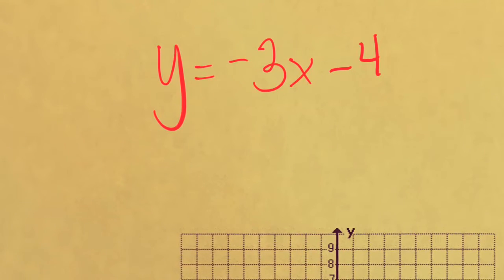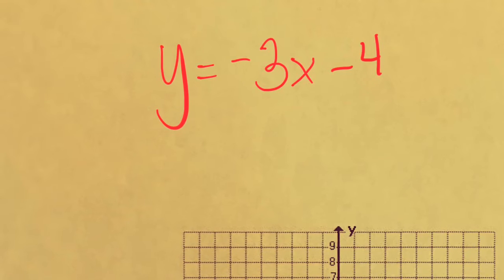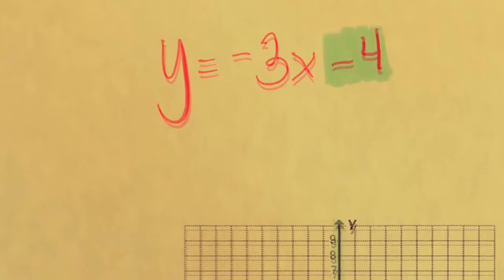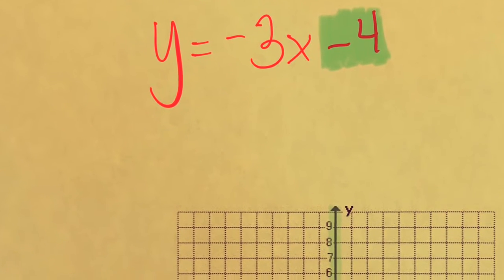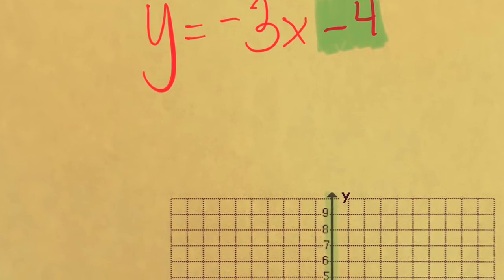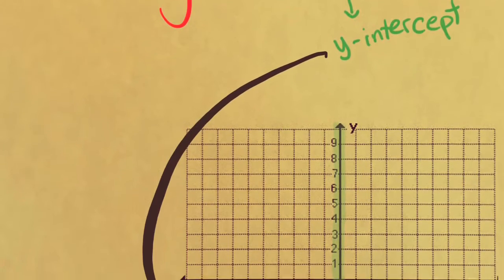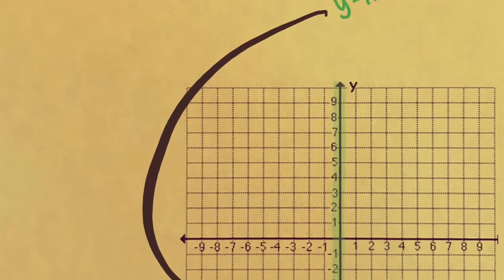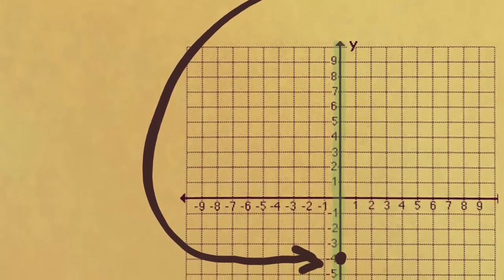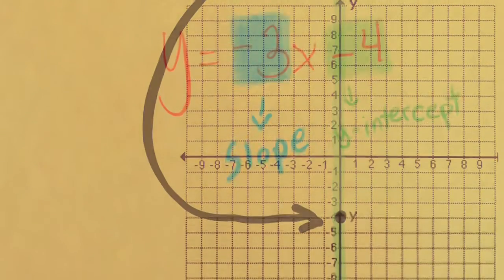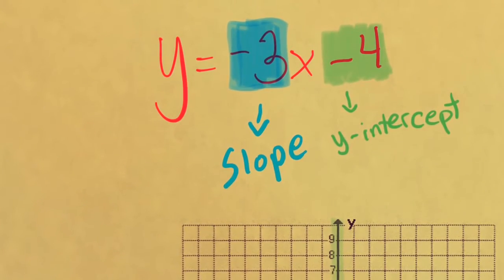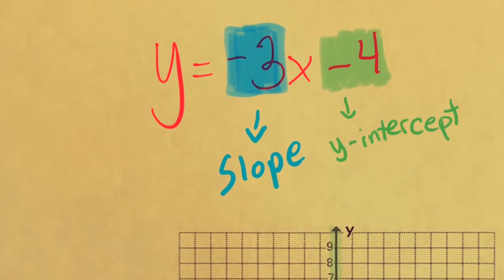This next equation seems to have a negative slope, so that means the line will be going down. But of course, I'm going to start with the y-intercept. The y-intercept is the point on the y-axis where our line crosses. Some people call it crossy-crossy. Here it's negative 4. Once we make that point on negative 4, we're now concerned with the slope.